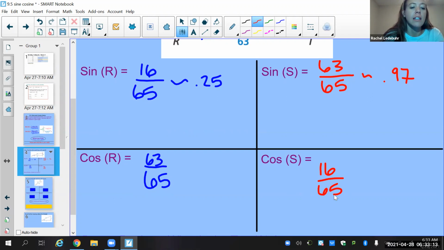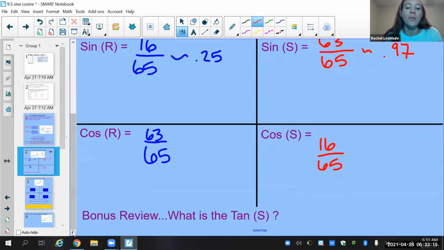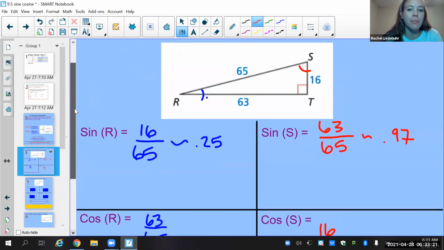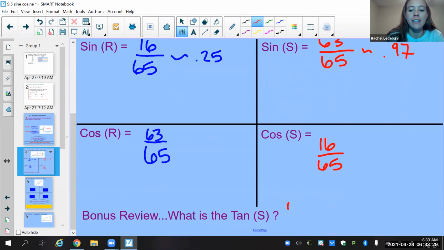Okay. Now bonus review, what is the tangent of S? So that's that red angle. If I go back up, let's remember SOHCAHTOA, I have to do opposite over adjacent, so I get 63 over 16, which is 63 over 16, 3.9.